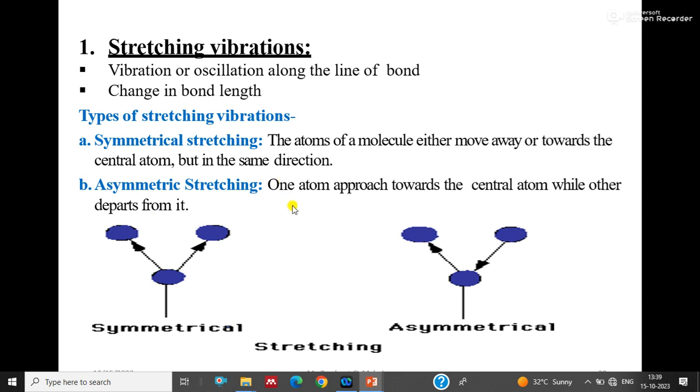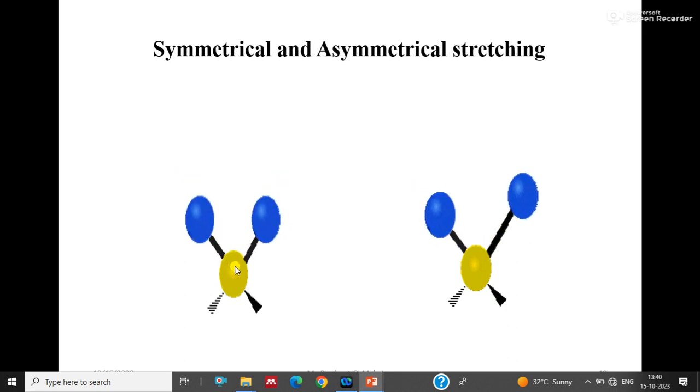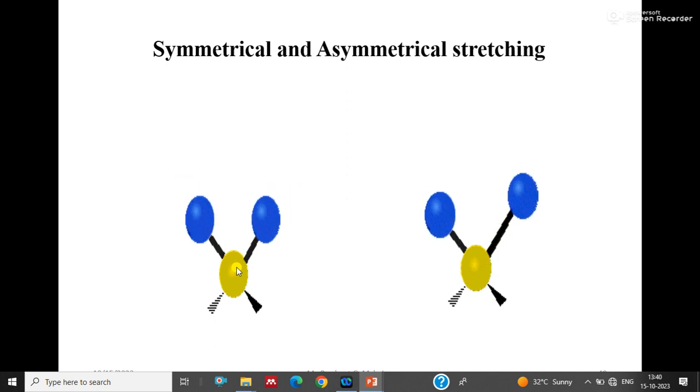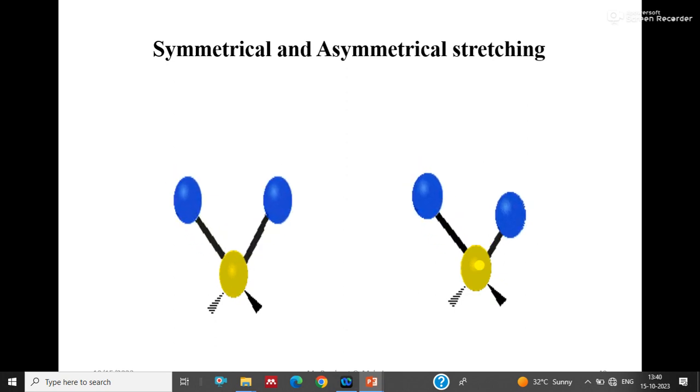Second is asymmetric stretching, that is one atom is approaching the central atom and the second atom is departing from the central atom. So you can see one is going away from the central atom and the second is coming towards the central atom. That is called asymmetrical stretching vibration. In this figure, both the atoms are approaching the central atom or going away from it. So this is called symmetrical stretching vibration because both are moving in the same direction, and in the second case one is going away from the central atom, the other is coming towards it. So it is in the opposite direction, and it is called asymmetric stretching vibration.